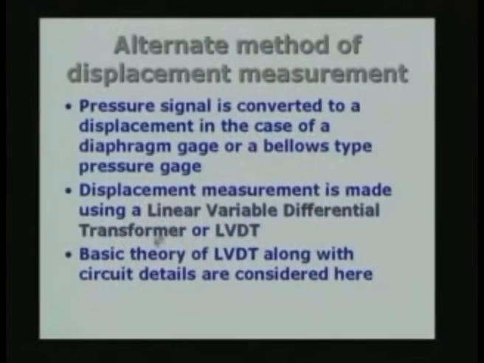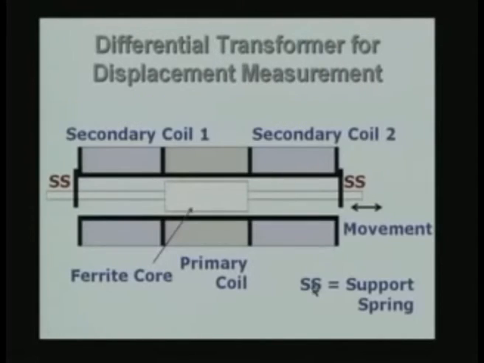So, what I am going to do is to look at the alternate method. One of the alternate methods is use of a linear variable differential transformer, which I referred to earlier in passing. So, the pressure signal is converted to a displacement in the case of a diaphragm gauge or a bellows type gauge. So, how it is done I will show in the next slides. So, displacement measurement is made using a linear variable differential transformer or LVDT, and what we are going to do is to look at the basic theory of LVDT along with some circuitry details in the present lecture. So, let us look at the possible ways of doing it.